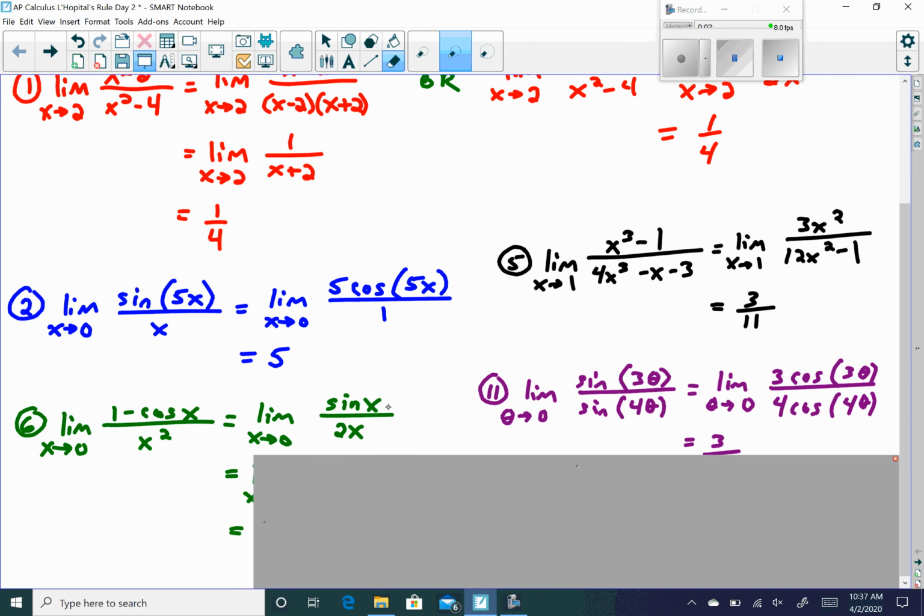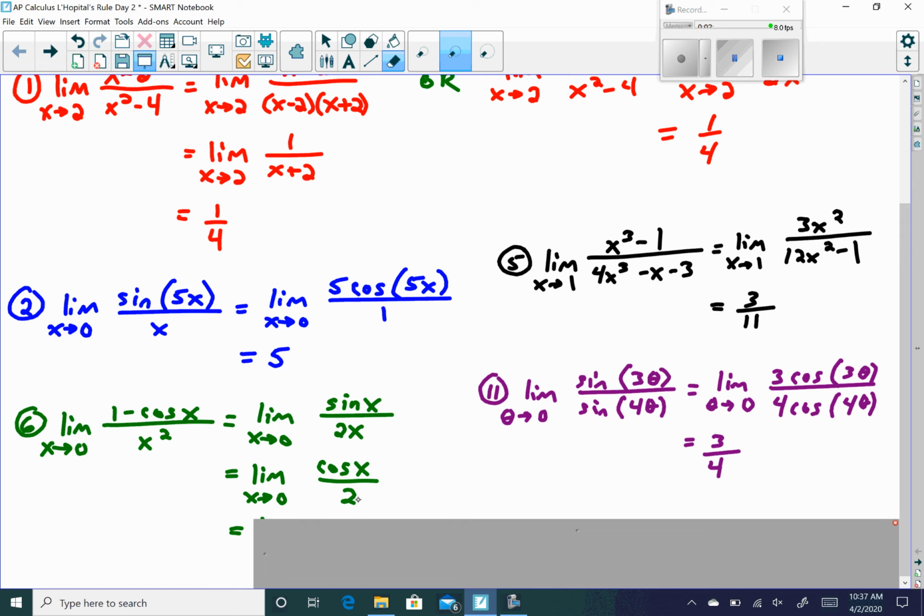Now, if we substituted in 0 again, we would still get 0 over 0. So this is an example where we have to repeat the process one more time. So now we get cosine x over 2. Now we could substitute in the 0. Cosine of 0 is 1, and we get 1/2 for this.